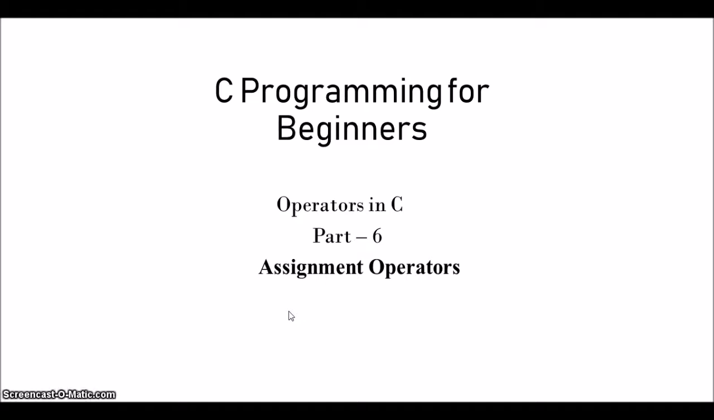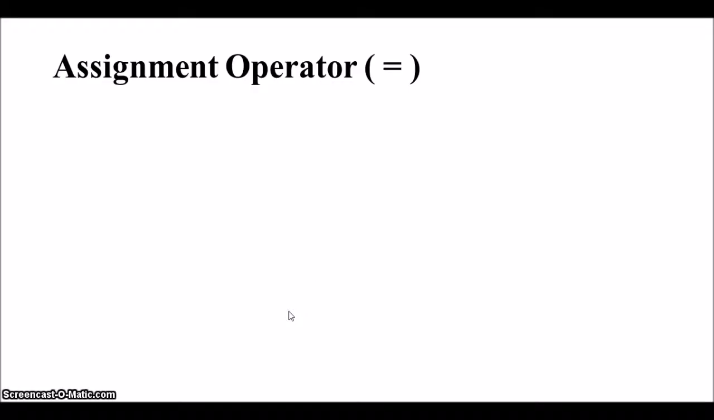Let's begin with the assignment operator. Assignment operators in C are used to assign values to variables. Suppose you have a value and you want to assign it to a variable. In that case, you will be using the assignment operator, and the equal to symbol is used to represent it.